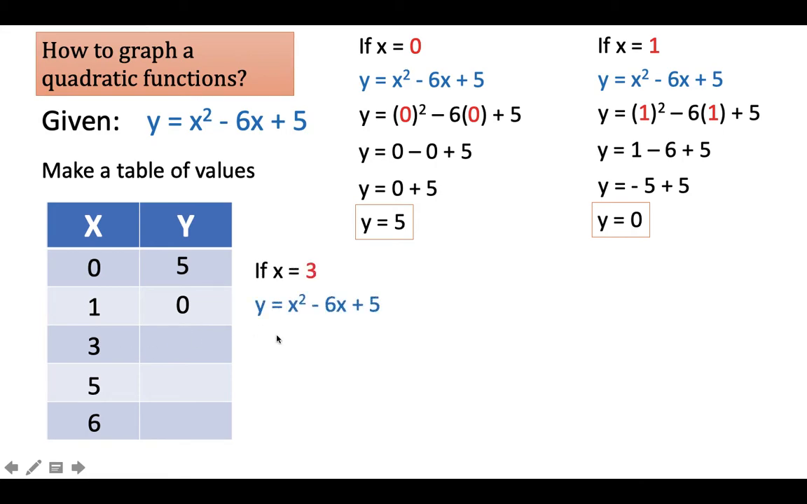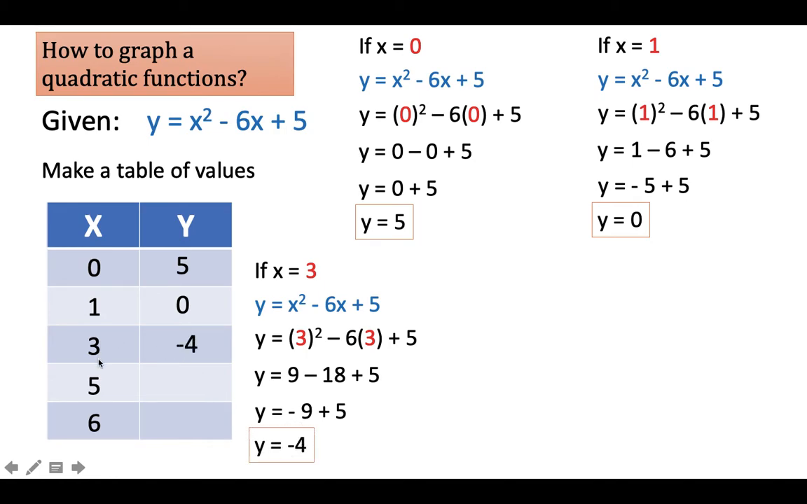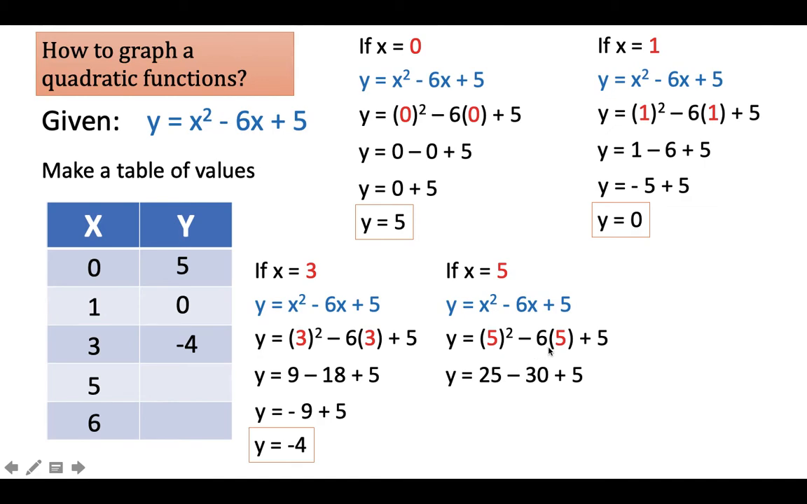What if x is equal to 3? So just substitute 3 for x, then simplify. 3 squared is 9, negative 6 times 3 is negative 18, then 9 minus 18 is negative 9, plus 5, that is negative 4. So if x is 3, y is negative 4. What if x is 5? So using the same given and doing the same process, just substitute 5 for x, then simplify. 5 squared is 25, negative 6 times 5 is negative 30, plus 5. Then 25 minus 30 is negative 5 plus 5, that is 0. So if x is 5, y is 0.